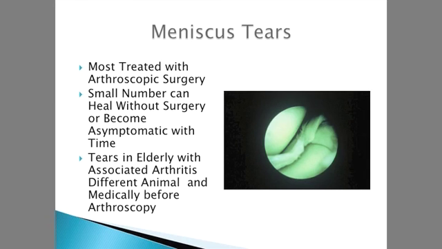Now, the other thing to keep in mind is that meniscus tears in elderly patients are many times just an incidental finding, and they're associated with osteoarthritis. So the cause of the patient's symptoms is probably the arthritis and not the meniscus tear. And the indication for surgery in that particular instance is really if the patient is having mechanical symptoms of catching or locking or giving way.